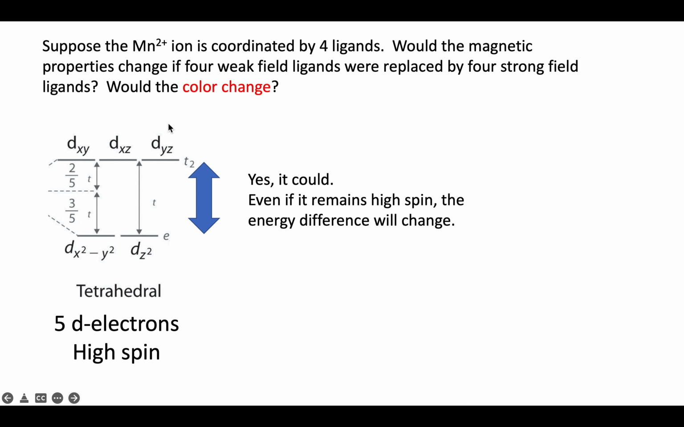If I were to think about changing the strength of the field and the color change, if it's tetrahedral, I'm still going to be describing it as a tetrahedral that's high spin, but the energy difference will actually change if I'm changing the nature of the ligands. So I'm not saying that it's going to switch between high and low spin. It could stay high spin, but if I change the difference in energy between the 2 sets of d orbitals, it will then change the energy of the photon that's being absorbed, and it would change the appearance.